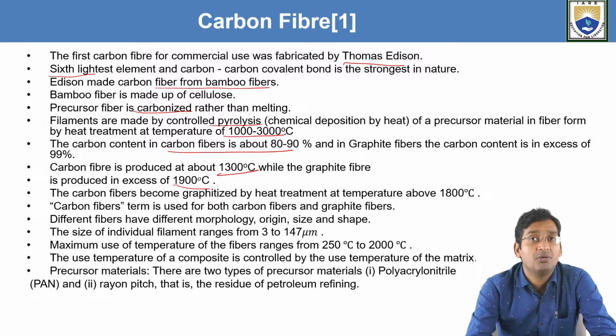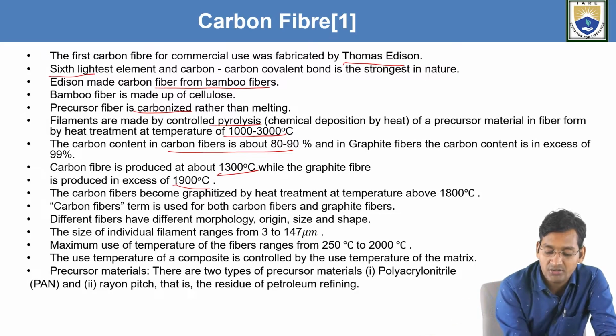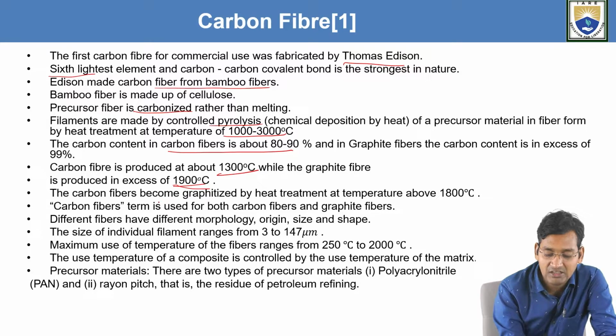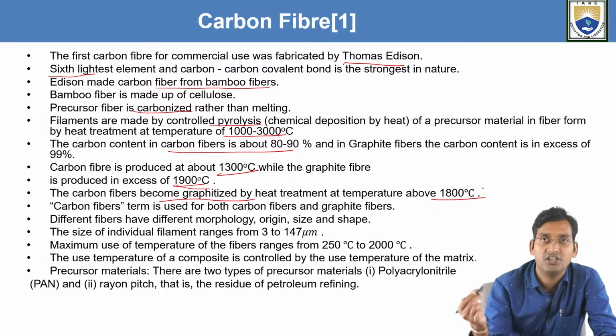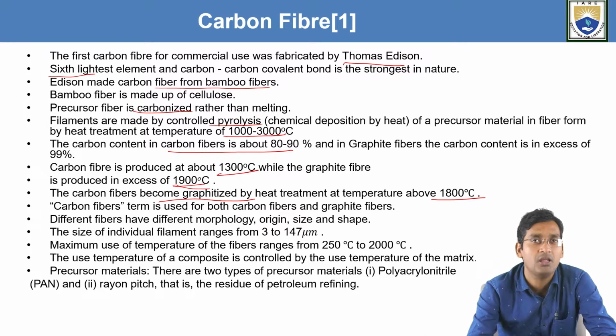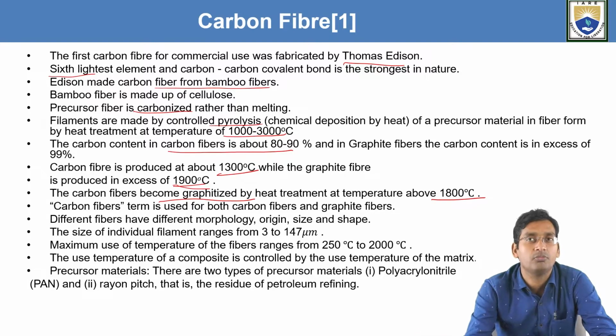The carbon fiber becomes graphitized by heat treatment at temperatures above 1800 degrees Celsius. So just see here, that's why it's 1900 degrees Celsius. Why? Because carbon gets graphitized at 1800 degrees Celsius. So once it goes above 1800 degrees Celsius, carbon will start graphitizing, and after that whatever fiber we get is a graphite fiber.